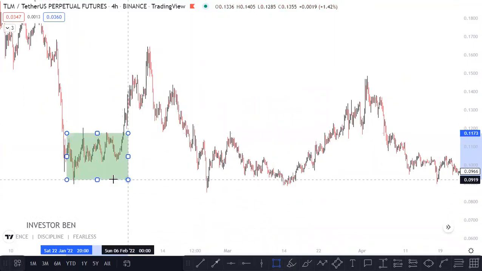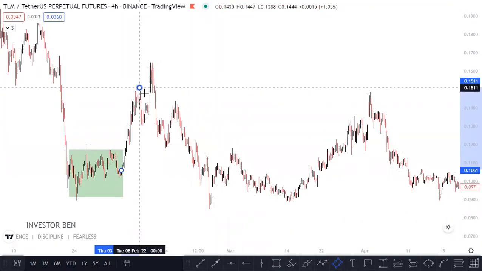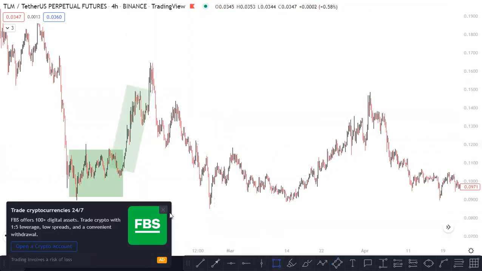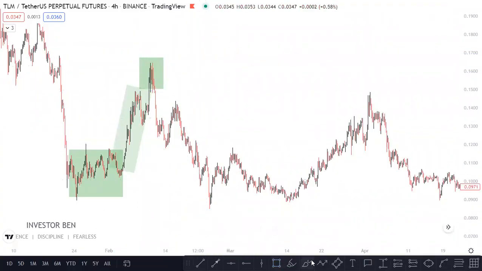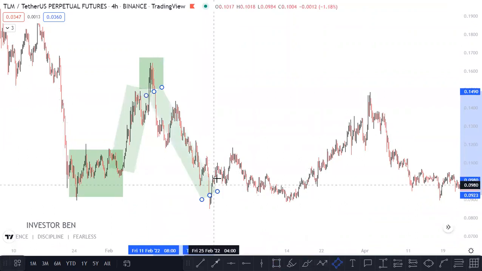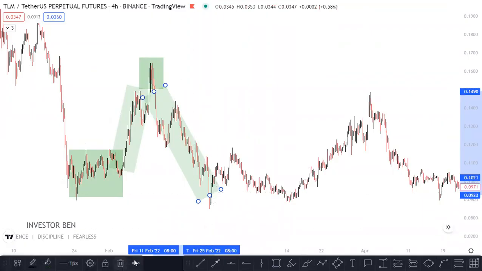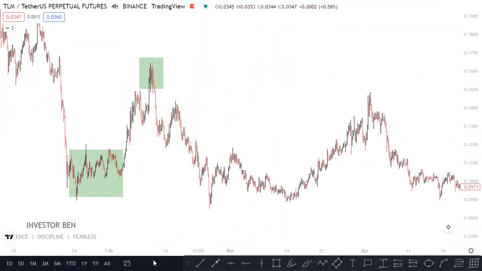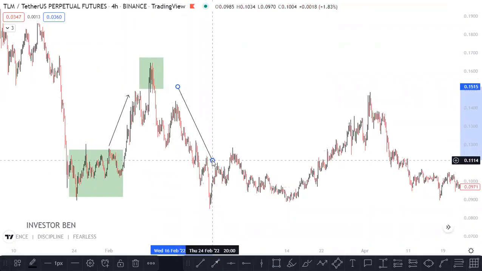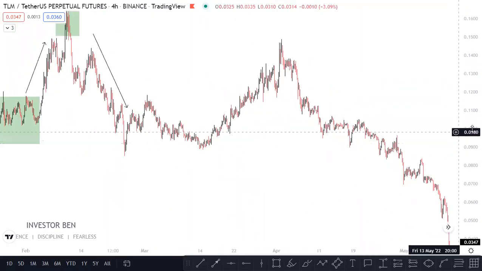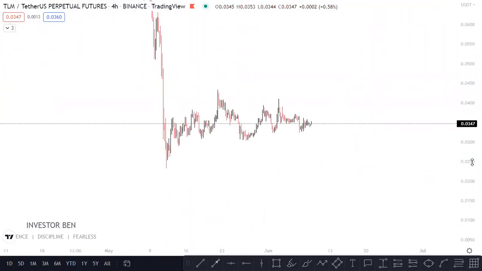So let's look at this minor accumulation at this point. We had our markup phase at this point. Here we have distribution, and then we had our markdown phase. So accumulation, markup, distribution, and markdown. These are the phases of the market, the phases that the market oversees.